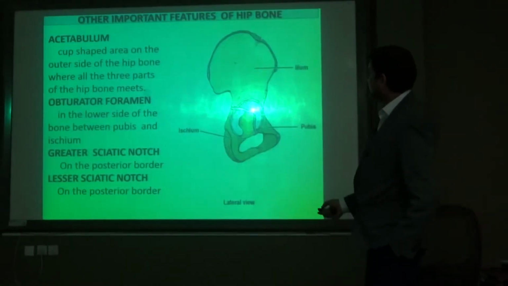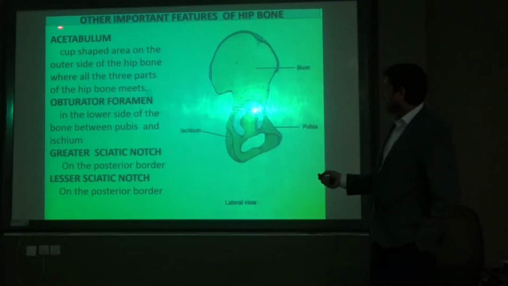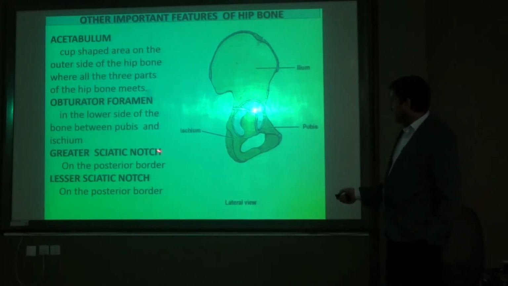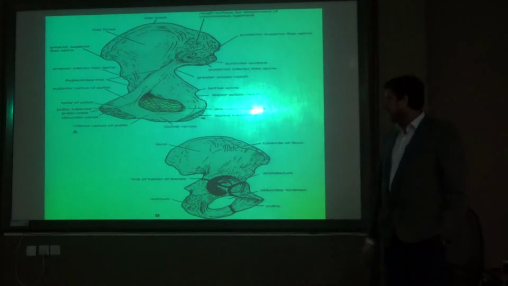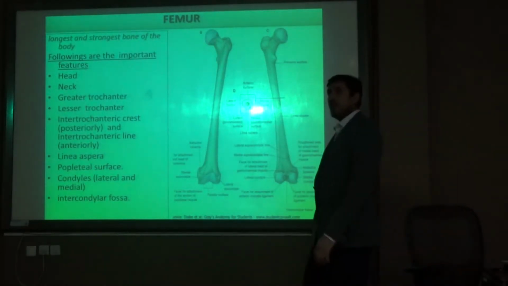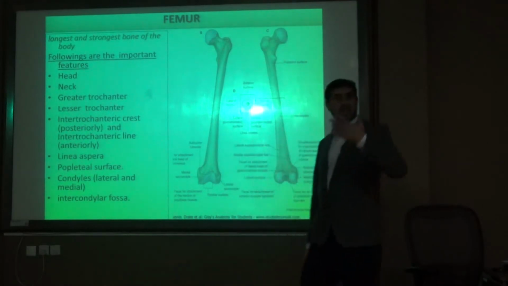Okay, come to that. Do you know the acetabulum now? Yes. Do you know the obturator foramen? Foramen. Do you know the greater sciatic notch? You know the lesser sciatic notch? Simple. Do you know the parts of the hip bone: ilium and ischium? Okay, now come to the femur bone. Longest and strongest bone in the body, and it again has a lower end and upper end.